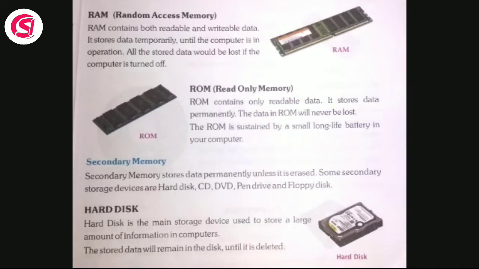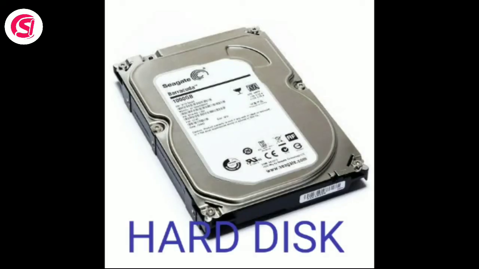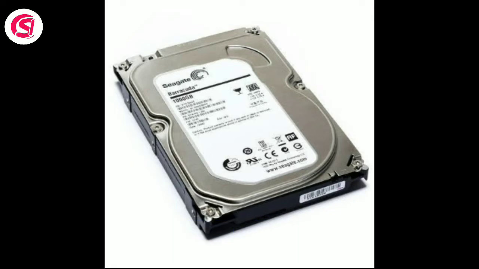Next we have secondary memory. Secondary memory stores data permanently unless it is erased. Some secondary storage devices are hard disk, CD, DVD, pen drive and floppy disk. Hard disk is the main storage device used to store large amount of information in computers. The stored data will remain in the disk until it is deleted. So while working in a program, the CPU uses RAM for processing, and when we save the file, it is copied from RAM to the hard disk.